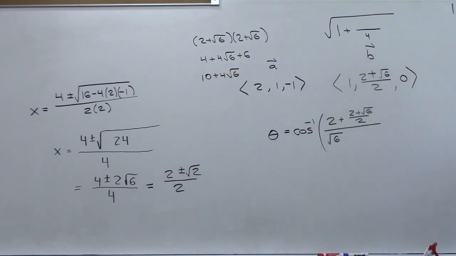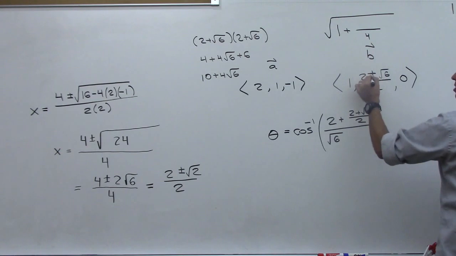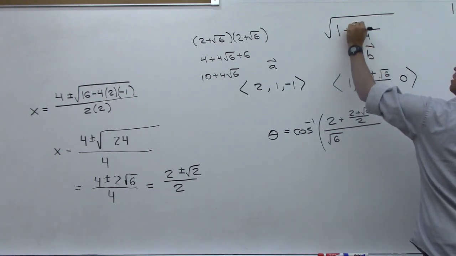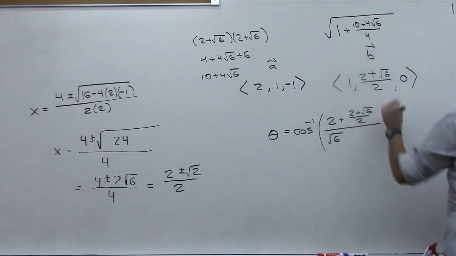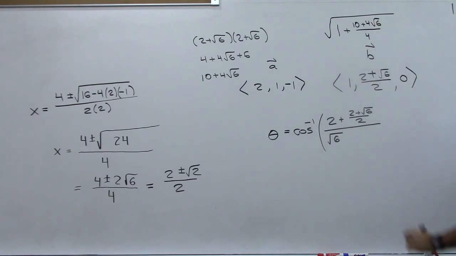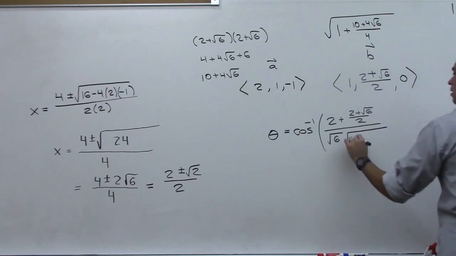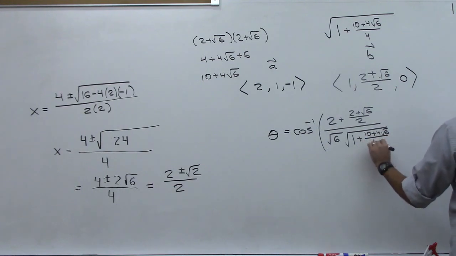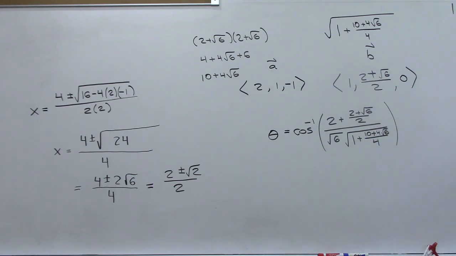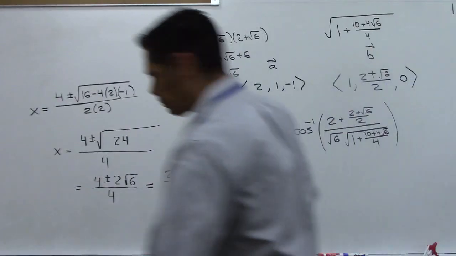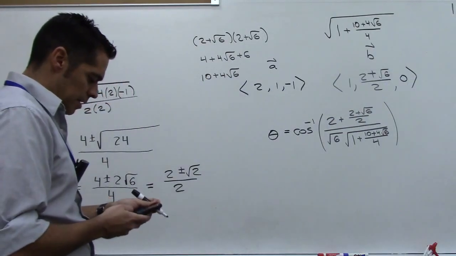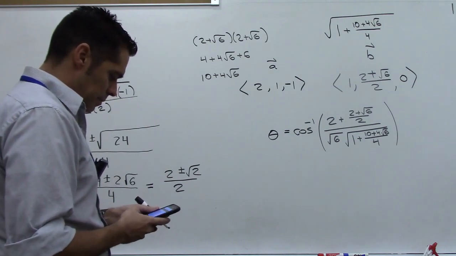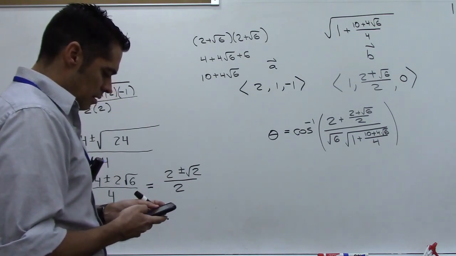So we could put that in there. That's going to be just the top. So this is 10 plus 4 root 6, and then plus this 0 squared, which is 0. So this is kind of an ugly number here: the square root of 1 plus 10 plus 4 root 6 over 4. And so I need to get my calculator out and I need to do that. Do I feel like doing it? I'm using my phone. If I had my calculator, I'd feel better about this. Using the phone to do it is a little harder.